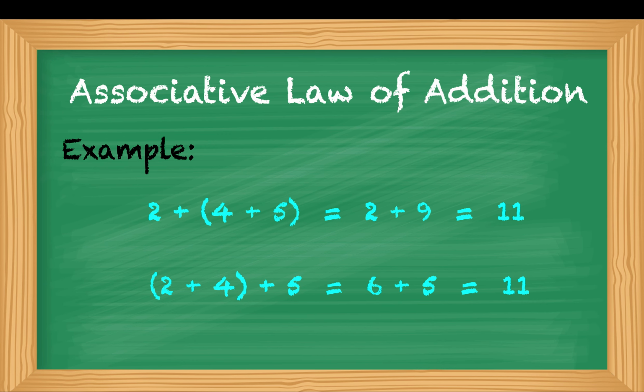Now let's have a look at an example. Let's say we have 2 plus open bracket 4 plus 5 close bracket. If I'm to add 4 plus 5, I would get 9, and 2 plus 9 gives me 11. Now, I'm going to regroup what I had at the first example. So I'm going to have 2 plus 4 in my bracket, and then I'm going to add 5 to it. Now when I add 2 plus 4, it gives me 6, and then 6 plus 5 gives me 11. So both ways I had different digits in the brackets, and I ended up with the same sum.